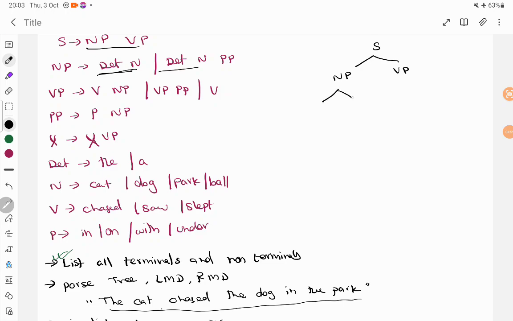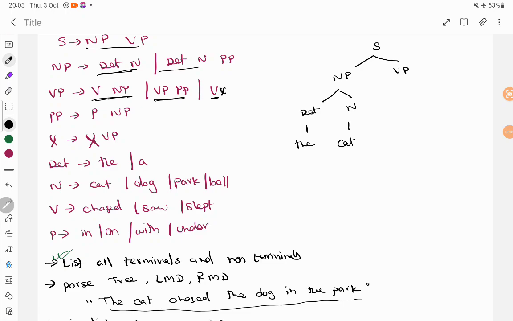This NP can be replaced with DET and N. So DET takes the, and the noun takes cat, since I want the cat, and it is then followed by a verb portion. So I want chased. So what I have to do is start replacing VP here. And what are all the productions I can replace VP with? VP has either this or a single verb. I want a statement after a verb, I have some other statement, so I cannot use this.